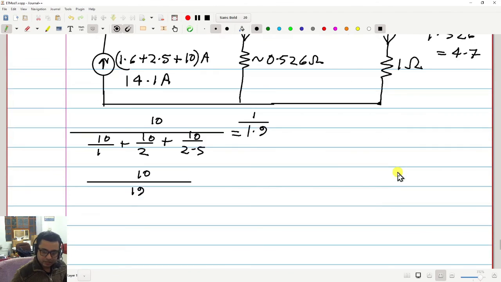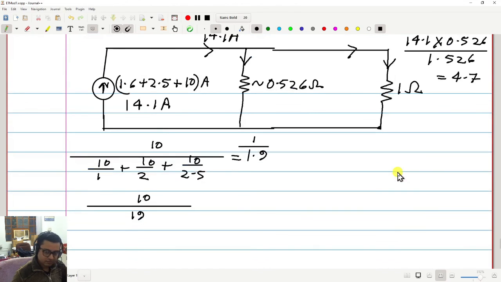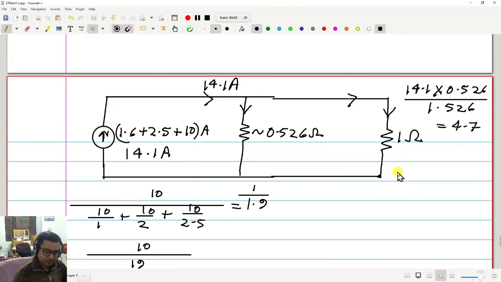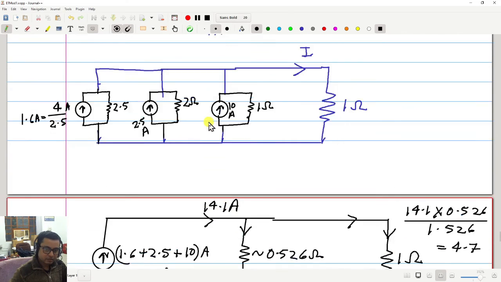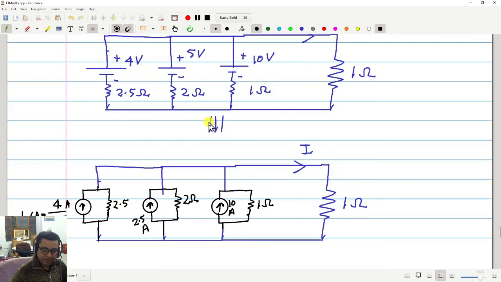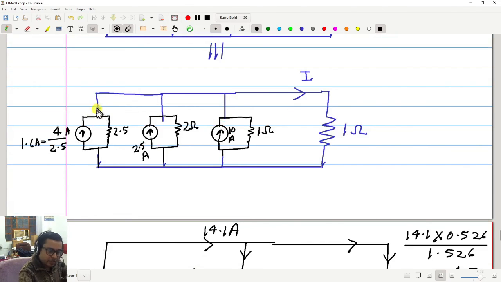Sir, one question. You said that 14.1 ampere is passing through the 1 ohm resistor. No, sir, in the upper diagram. In the upper diagram. You see, let me do it. So I can draw it like this.